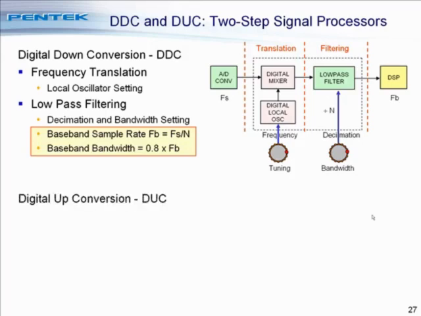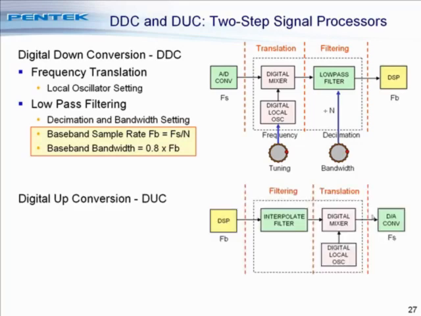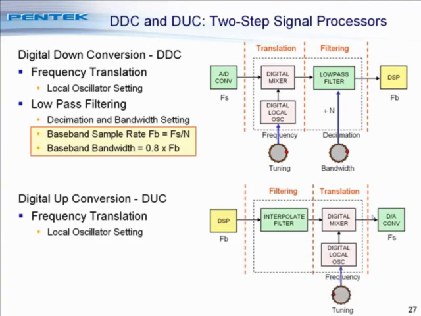Now let's take a look at digital upconversion. Again, it's a two-step signal processing task. We do the frequency translation the same way, again using a local oscillator and a digital mixer to translate the interpolated baseband signal up to the IF frequency, and to change the IF frequency, the translation frequency, we simply tune the local oscillator for a different frequency.